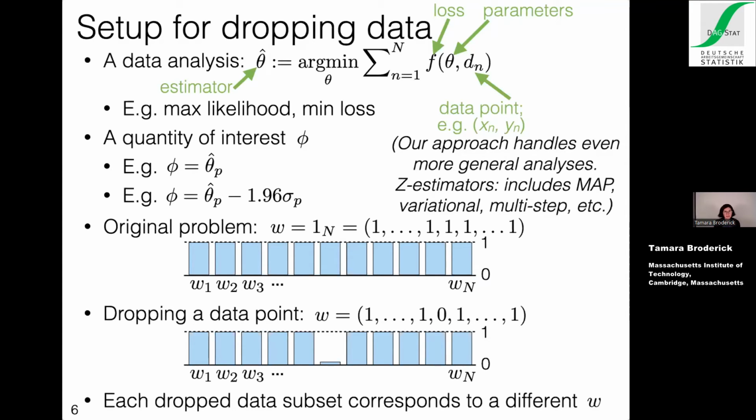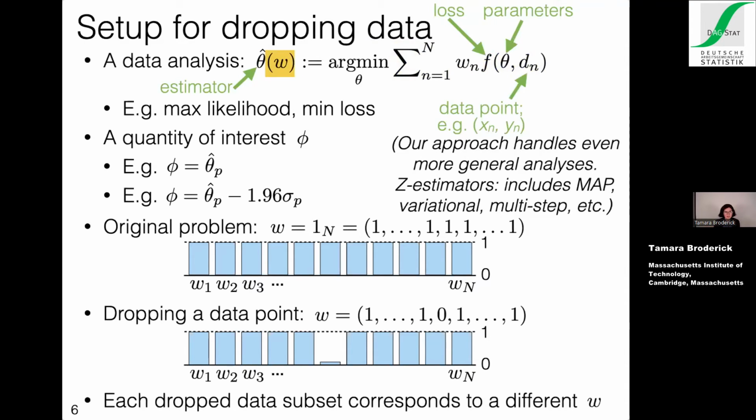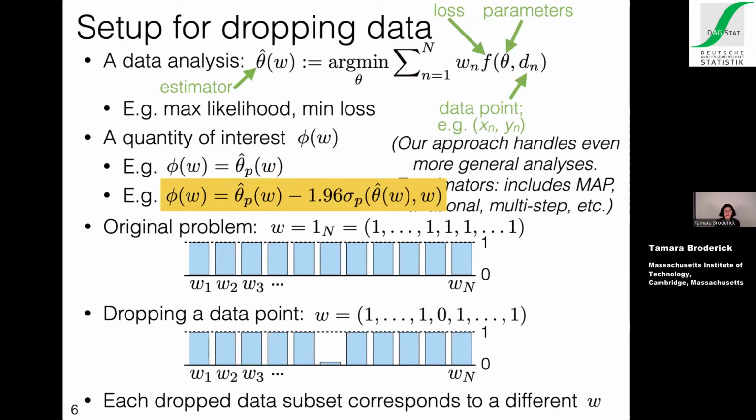Okay, so how does this change our data analysis up at the top? Well, let's look at our loss function. Essentially, we're going to take each loss and pre-multiply it by the corresponding weight. If Wn is 1, then I'm keeping the loss term for that data point. And if Wn is 0, then I'm getting rid of the loss term for that data point. So now implicitly theta hat is a function of W, and in turn, phi is a function of W. For one, just because it's a function of theta hat, which is a function of W, but also phi might be a function of W, the weight vector, via something like the standard error, so not just via theta hat.